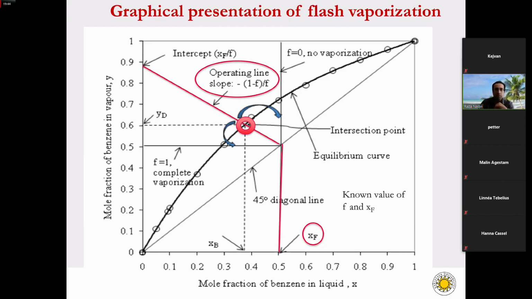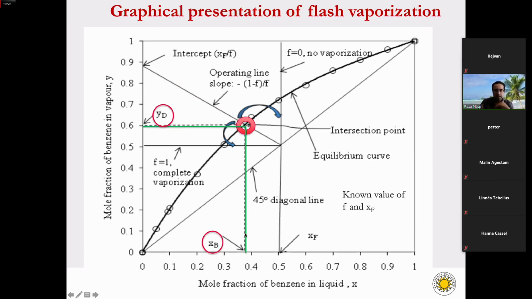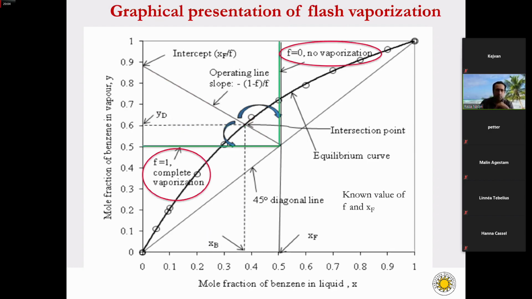And then we have to think about the quality of the feed, right? And you also need to consider the mole fraction of a particular component, let's say the mole fraction of benzene in the liquid phase, and at equilibrium it will have a mole fraction of benzene in the vapor phase. And it's very important to learn how you can draw the line for the feed quality.